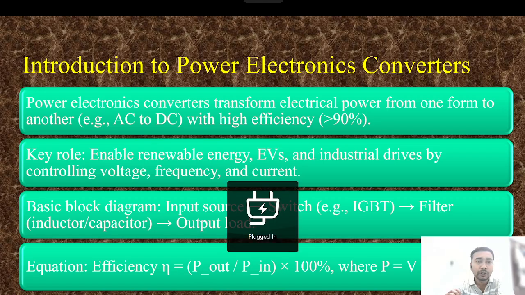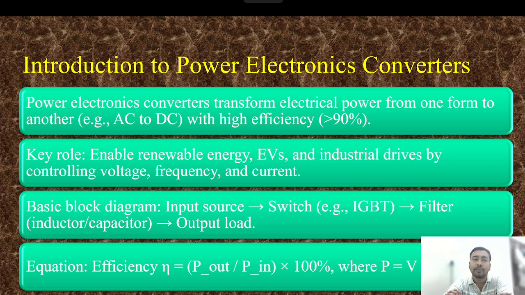The key role is to enable renewable energy, EVs, and industrial drives by controlling voltage, frequency, and power. Basic block diagrams show how a converter works. There will be an input source, some switches and some filters to get a more refined output. If you are getting an AC to DC converter, then the DC will have some ripples, and if you are getting a DC to AC converter, then the AC will have some harmonics. So for that, you use filters, and then you connect this to an output load.